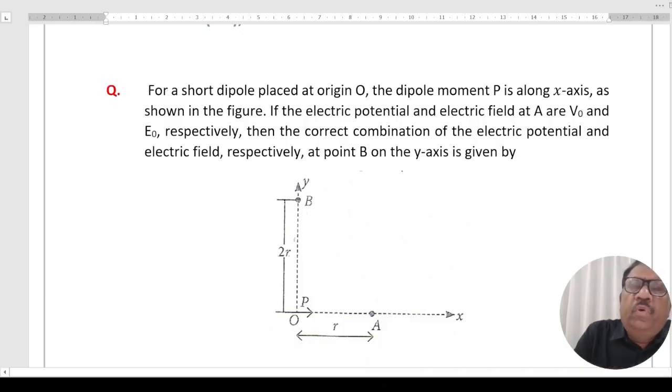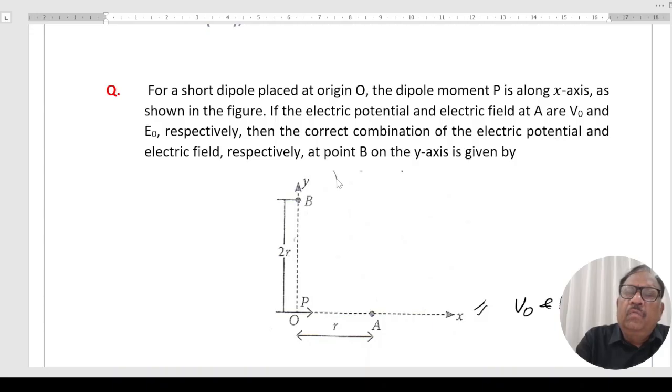Question is, for a short dipole placed at origin, the dipole moment P is along x-axis. This is x-axis. As shown in the figure, if the electric potential and electric field at A are V naught and E naught, we have to find the correct combination of electric field and potential at B. We have to find this VB and EB relation, right?